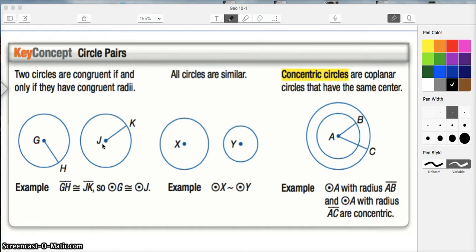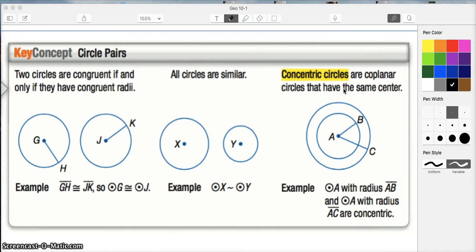So GH and JK have to be congruent. All circles are similar, which makes sense. All circles are visual enlargements or reductions of other circles, which totally makes sense as long as you're a real circle and not a weird potato thing that I've drawn. And concentric circles are coplanar circles that have the same center.